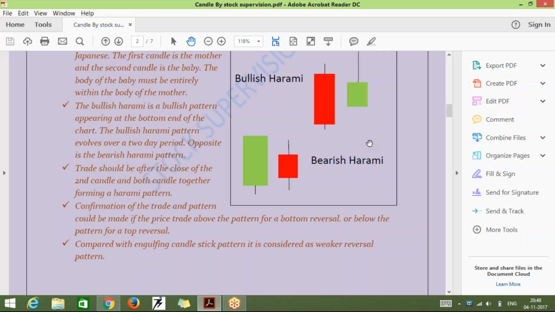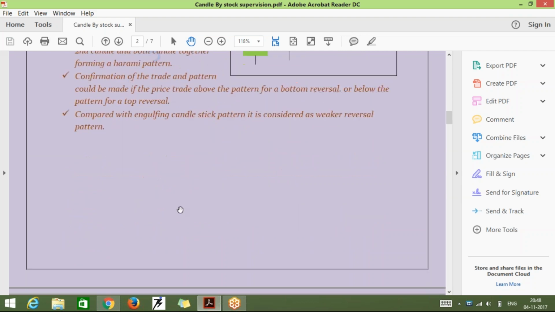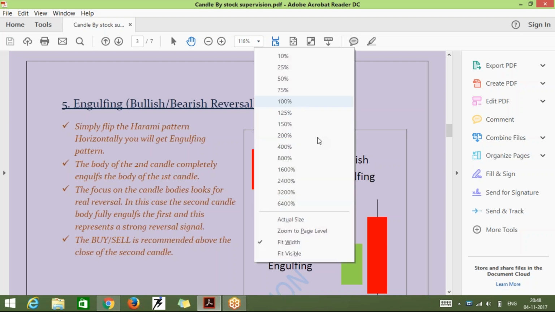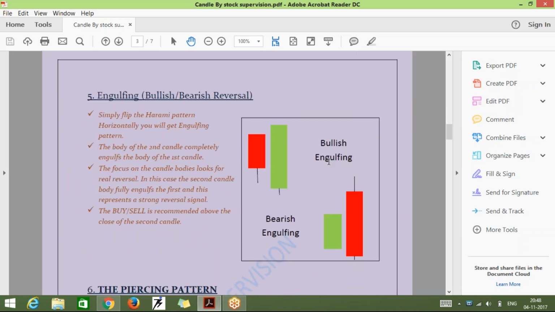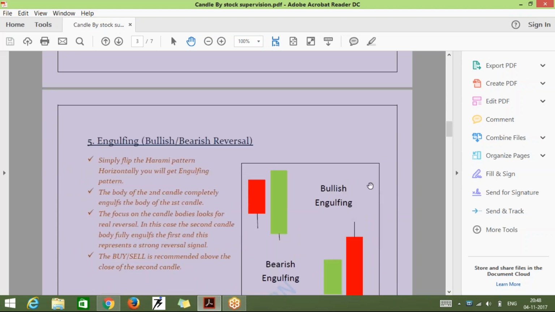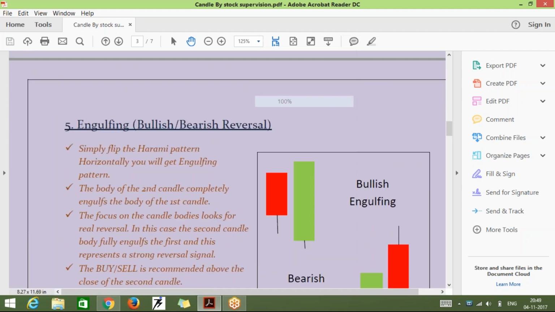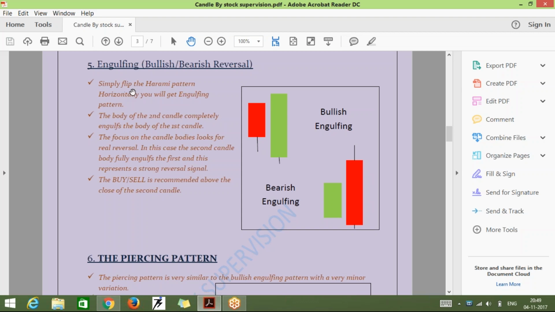The engulfing pattern is almost similar to this, as a candle engulfs. Let's go to that right now. There are two kinds of engulfing: bullish and bearish reversal. Let me just do one thing. You can see that if you simply flip the harami pattern horizontally, you will get the engulfing pattern.